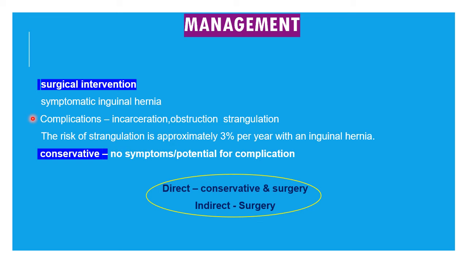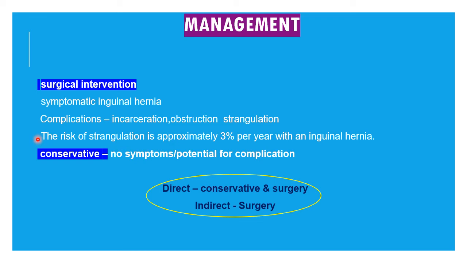Secondly, when they develop complications: incarceration, obstruction, or strangulation. When these complications develop, there is some urgency in the surgical treatment of these patients, especially strangulation, which is a very serious complication which must be treated with surgery as an emergency procedure. The risk of strangulation is about 3% per year with an inguinal hernia.